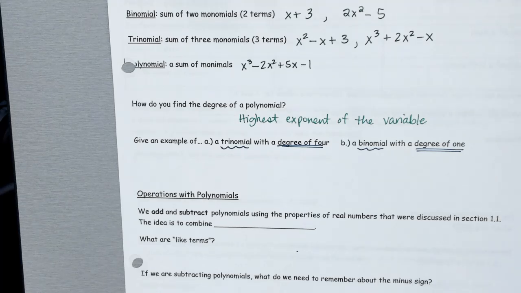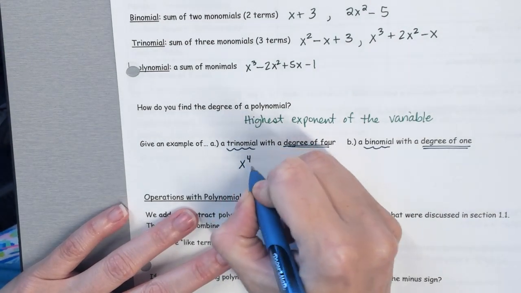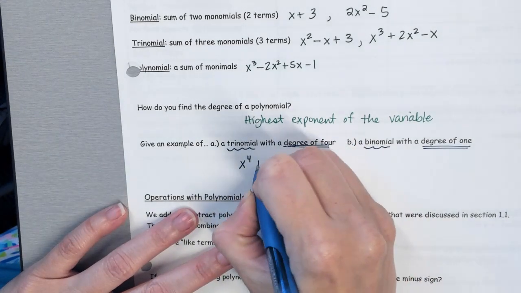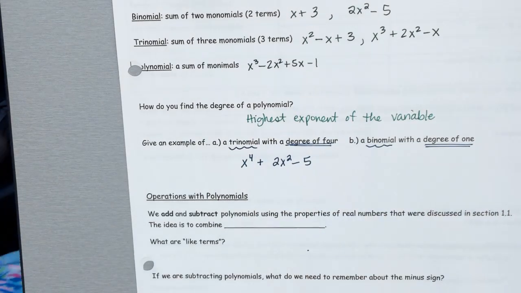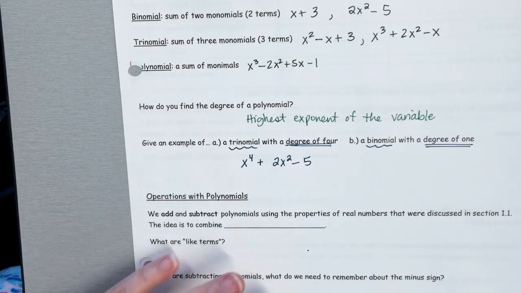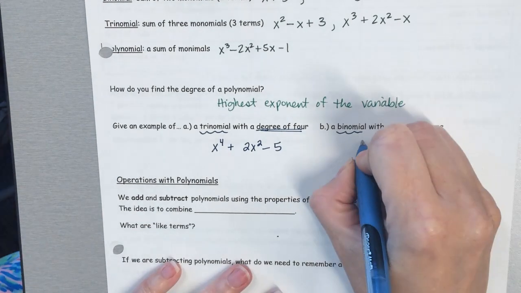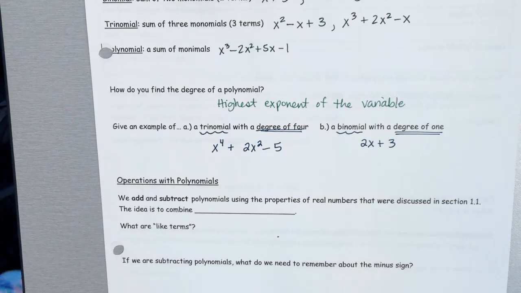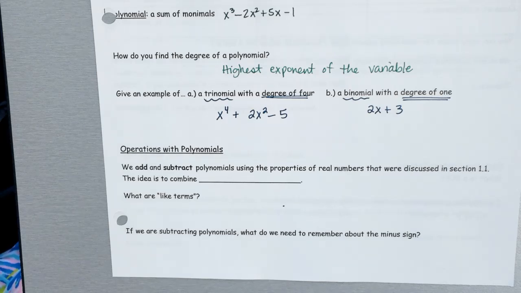Okay, so if it's a trinomial, you have to have 3 different terms. If there's a degree of 4, you have to have x to the 4th somewhere in there. You can have coefficients. You don't need coefficients. This is just one example of a trinomial with a degree of 4. Okay, a binomial has to have 2 terms. If the degree is 1, you could have something like 2x plus 3. Okay, the degree on x just has to be 1. All right, any questions for me about those? The degree, the number of terms, all that's coming back?